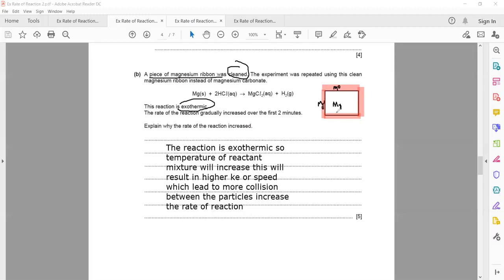So what is the meaning of clean magnesium? Clean magnesium means that we remove this oxide layer and we have only magnesium. Magnesium is a metal and magnesium carbonate is a salt. It's a compound. Magnesium is an element, magnesium carbonate is a compound. When magnesium carbonate reacts with hydrochloric acid, it gives carbon dioxide. But when a metal reacts with an acid, it will give hydrogen gas. Is this clear?